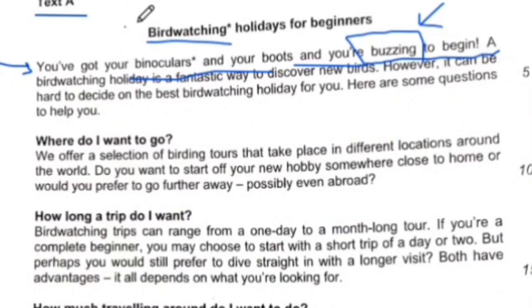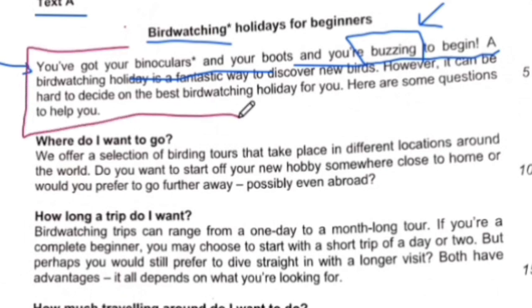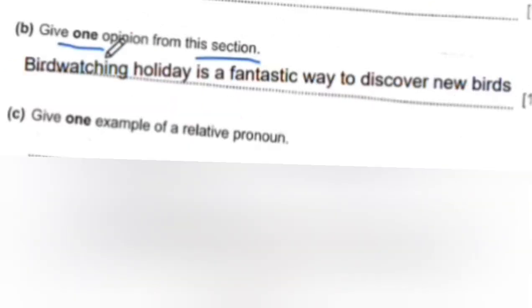Give one opinion from this section. So let's go and search for an opinion, someone telling something that refers to his point of view or his feeling. Let's check. We're talking about this part. I'd like to know an opinion. Here we go: bird watching holiday is a fantastic way to discover new birds. Here we can consider this an opinion. So here is the answer for part B in question 1. This is the opinion that we're after.